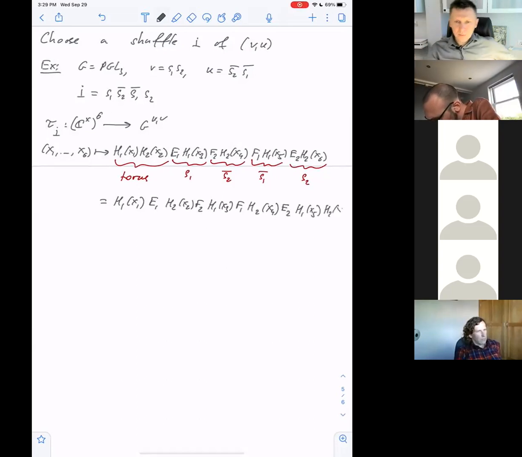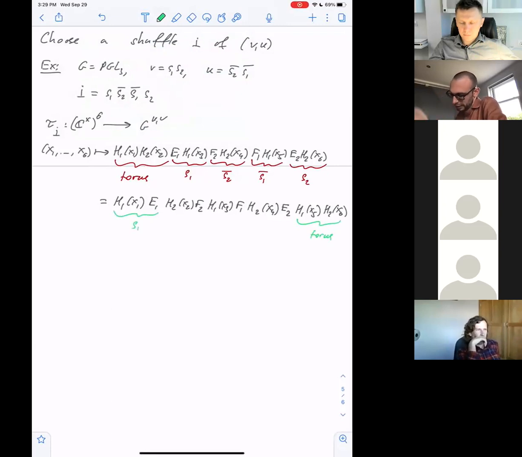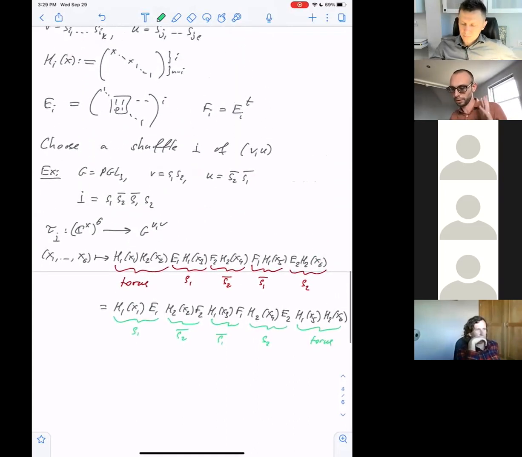h2 of x6, and now we see that this is the torus, and we can treat this one as what we assigned to S1. This is S2 bar. This is S1 bar, and this is S2. Right. So here I literally did nothing. I just commuted matrices through one another that commute. So Hi commutes with Ej and Fj as long as i is not equal to j. So this is the reason why these matrices are chosen to be labeled by weights rather than roots of our linking diagram. Good.